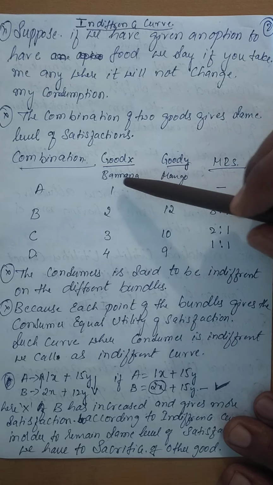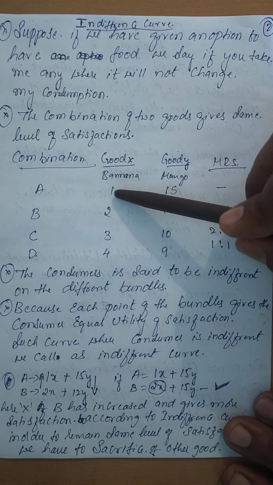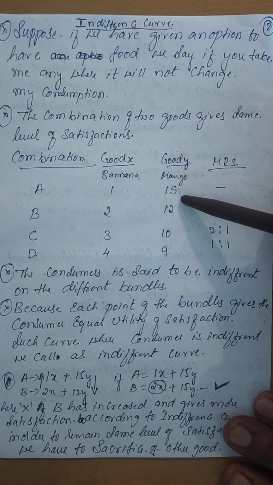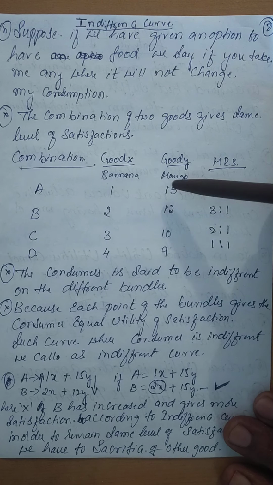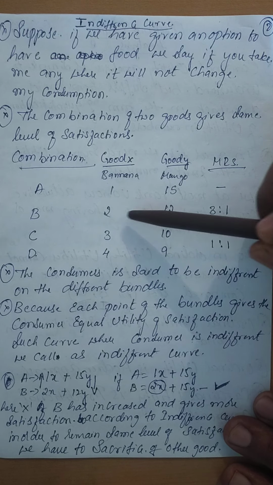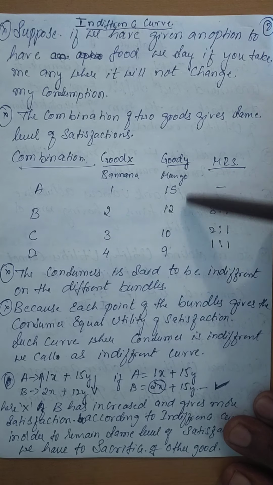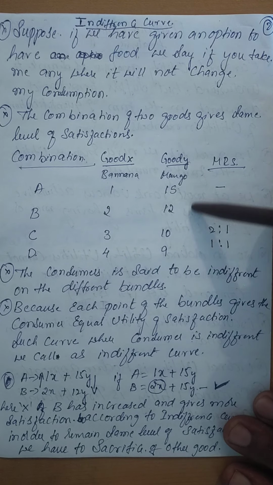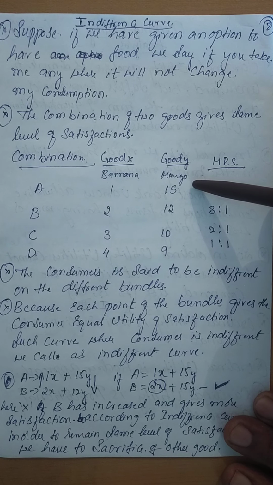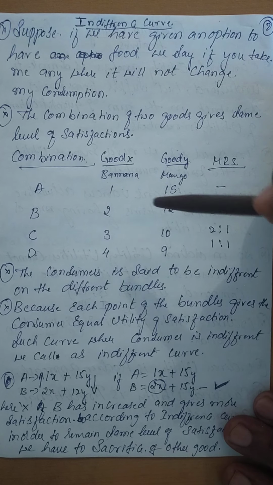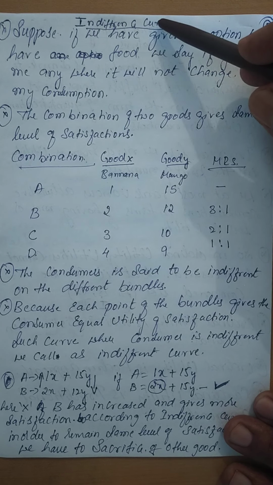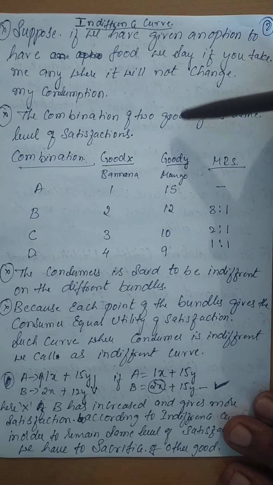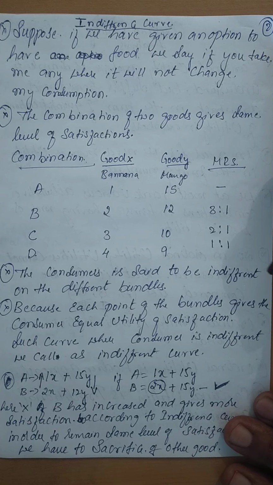What is happening here? Here he is consuming this plus this. This is the combinations happening. This combination is giving, and this is giving, and this is giving. All the combinations are giving the same level of satisfaction. Why is it like that? Because the consumer is rational and he is indifferent. That is the main reason.